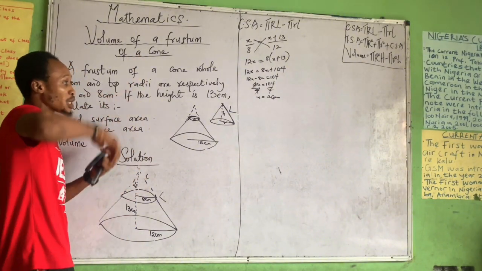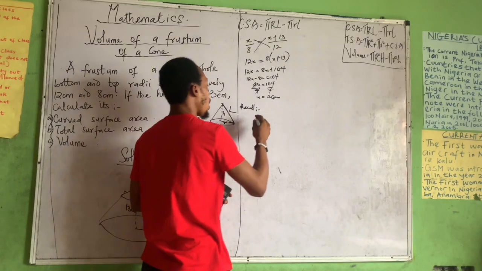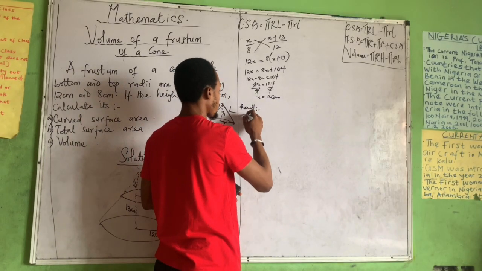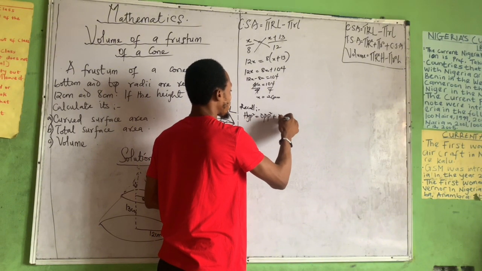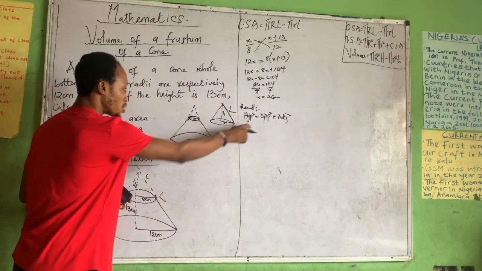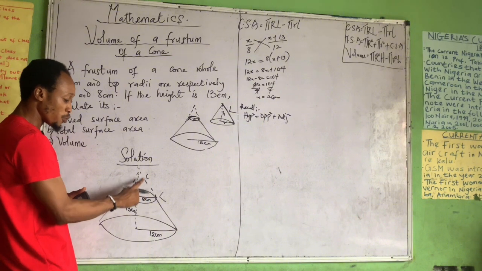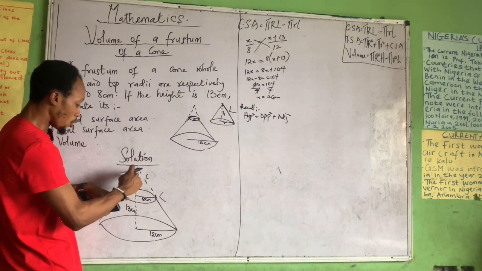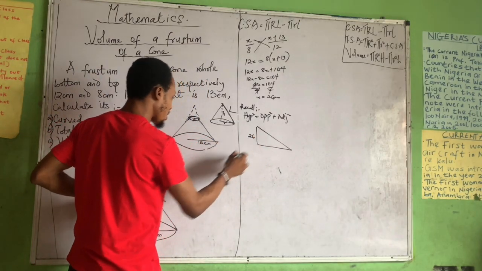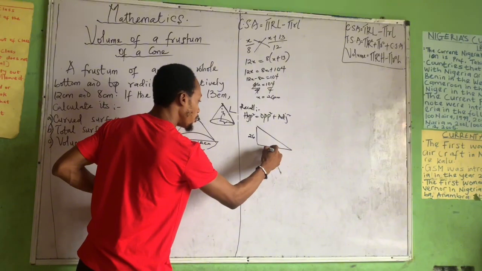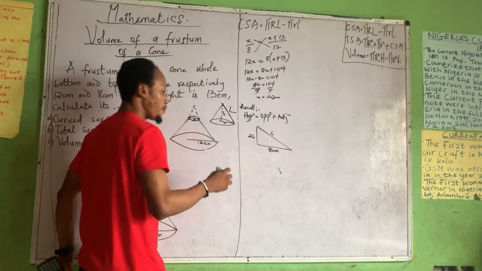Now we can use what I wanted to say before. So recall the Pythagoras theorem: hypotenuse square equals opposite square plus adjacent square. What led to this is that we are trying to get the last side of the triangle, and to get the last side of a right angle triangle, you use Pythagoras theorem. This small height is 26, the small radius here is 8, then the small slant height here is L.